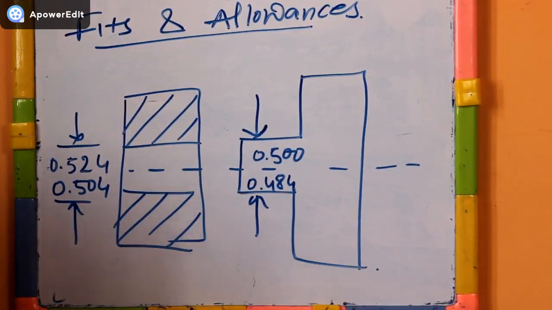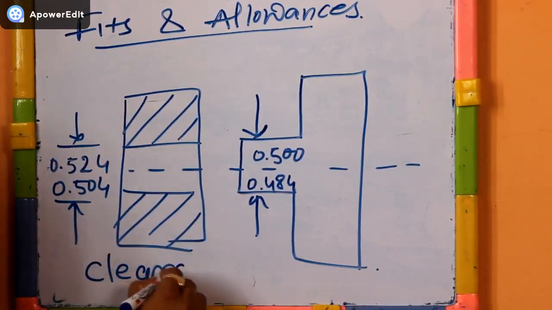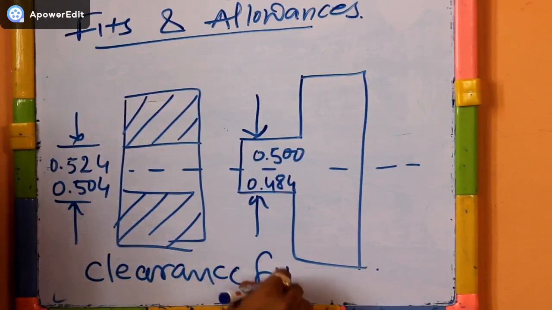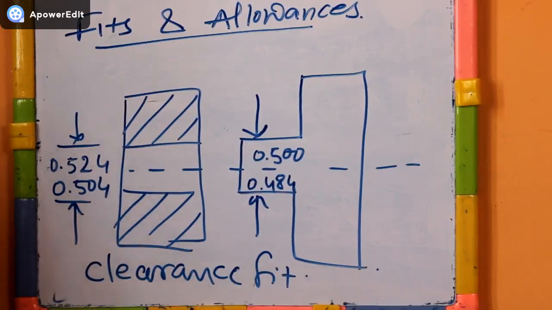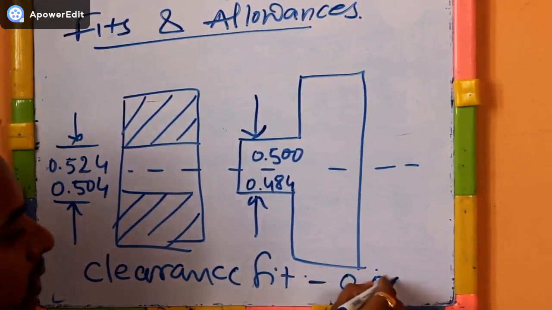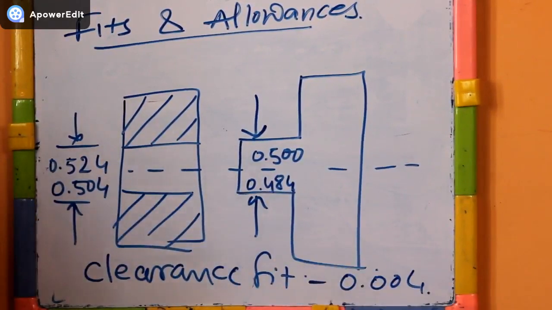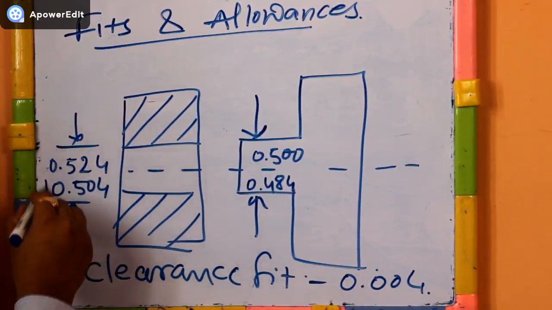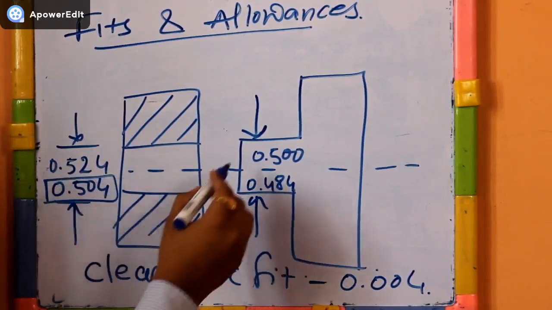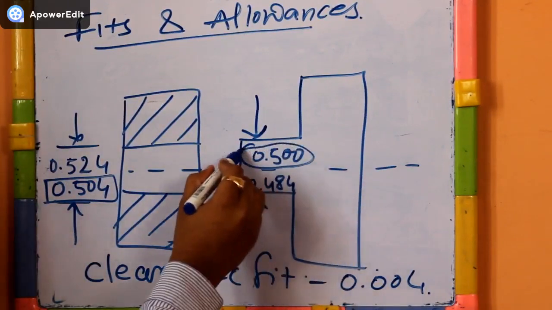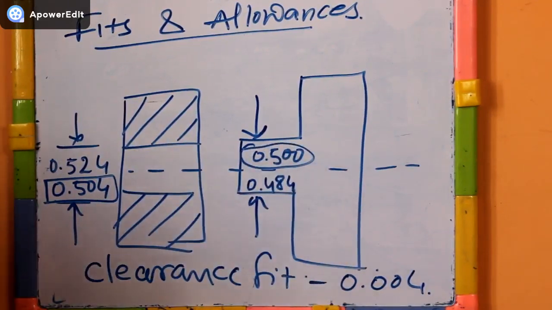Now here it is very much clear that 0.004 is the clearance fit. If you talk about the clearance fit, it will be 0.004. How is this 0.004 derived? It is the difference between 0.504 and 0.500. So it represents the clearance fit.